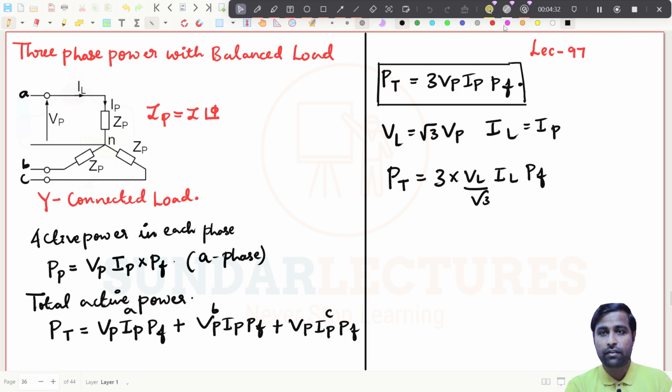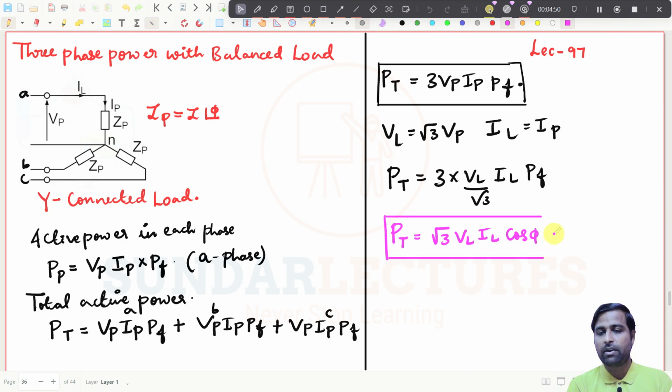If you simplify this, the total power PT will be equal to root 3 VL IL into power factor, which is cos phi. This is the final power equation, written using the line voltages and line currents. So this is the power in the star connected system.